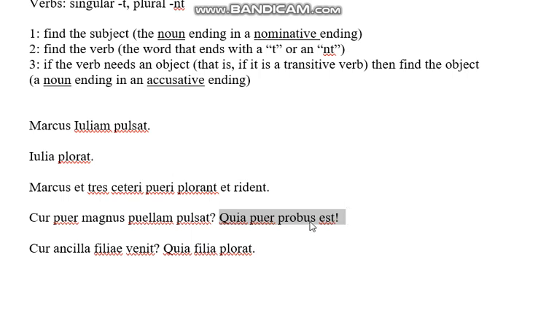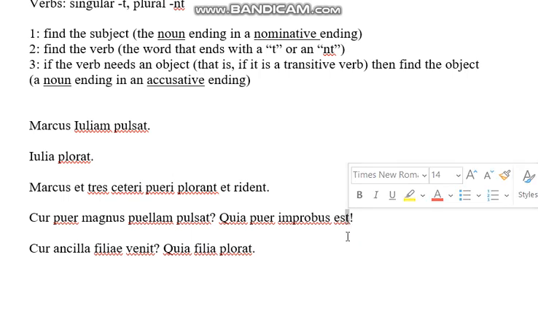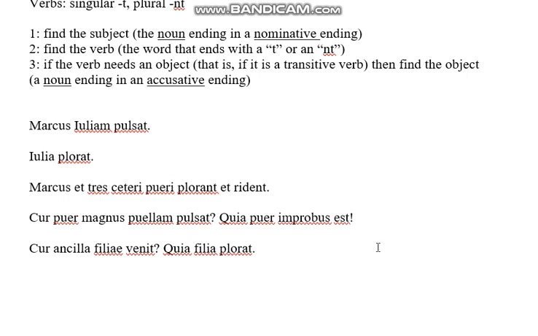Quia puer probus est. I meant to write improbus, so let's fix that right now. Quia puer improbus est. Because he is a bad boy. Now, est is a verb. You can tell because it ends in the t, and because of the fact that it means is, which is a verb. And so quia puer improbus est does not need an object. So it looks like we are all good here. So why did the big boy hit the girl? Because he is a bad boy.